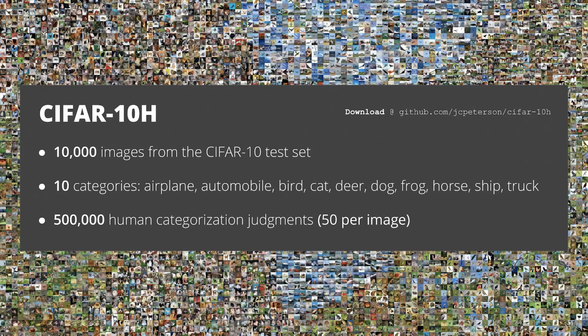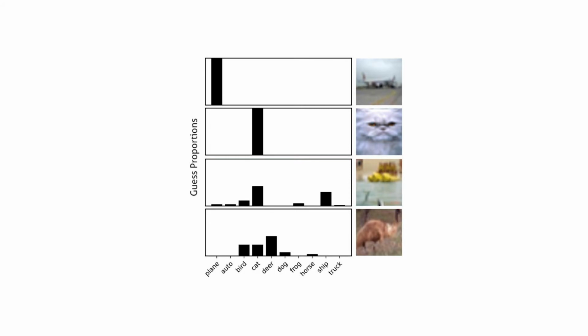So, to create conditions for testing these questions with real human behavior, we collected CIFAR-10H, which comprises over 500,000 categorization judgments, 50 per image, for 10,000 images from 10 object categories. You can download this dataset for yourself at the link shown here. So here are some examples from the dataset. The first two images are confidently classified as a plane and a cat, but the bottom two elicit substantial disagreement. So our dataset spans a range of both easy and difficult images.